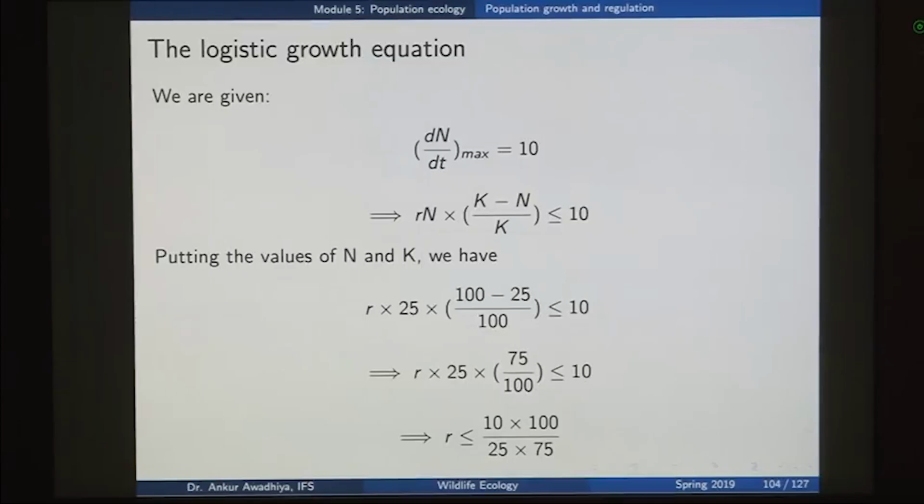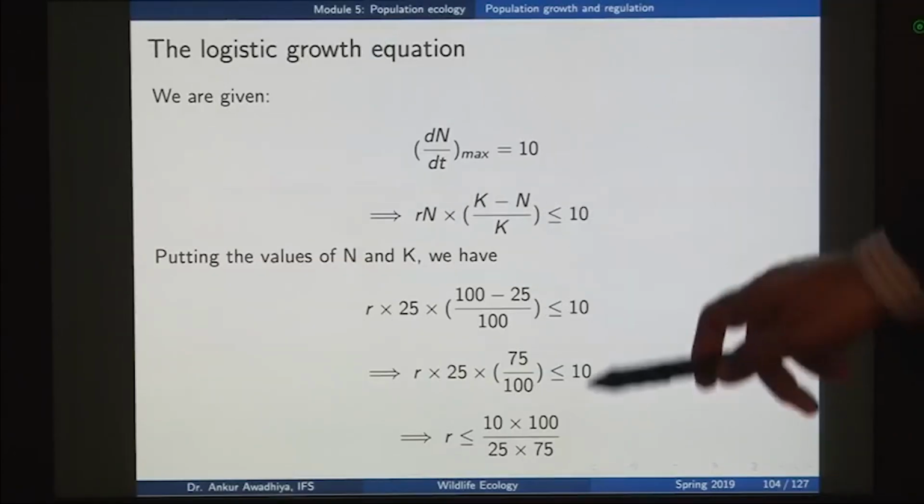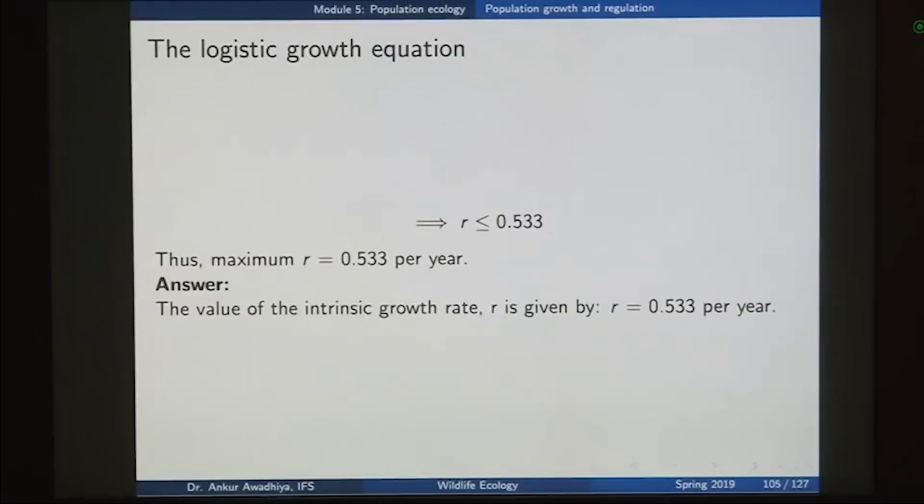phase. So, in this case we are given that dN/dt maximum is 10. So, we can say that this value is less than or equal to 10. After putting all the values, we see that r is less than or equal to 10 into 100 divided by 25 into 75, which tells us that r is less than or equal to 0.533. So, with this we can say that the maximum value of r is 0.533, which is the intrinsic rate of growth. Now, why is that the maximum value of r?